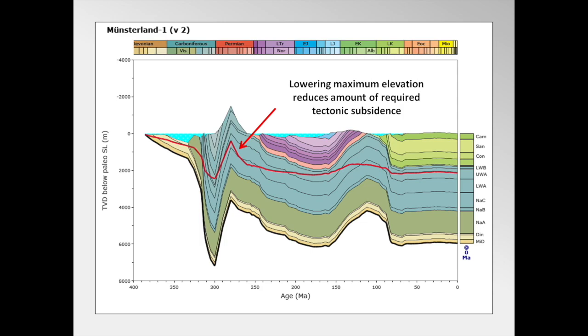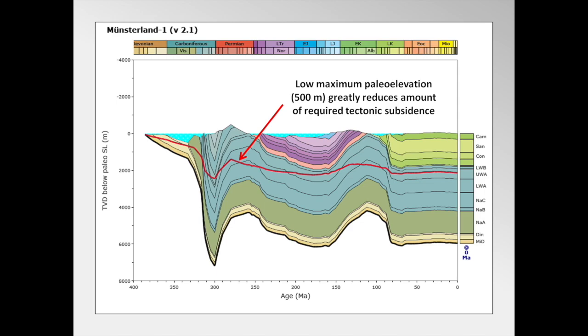If the amount of required tectonic subsidence is still more than we can accept, we can further reduce the paleo elevation, as shown on the next slide. Here I've reduced the maximum paleo elevation to only 500 meters, and our Variscan mountains have become the Variscan hills. Our model still requires some tectonic subsidence, but that amount may be acceptable for some tectonic models.